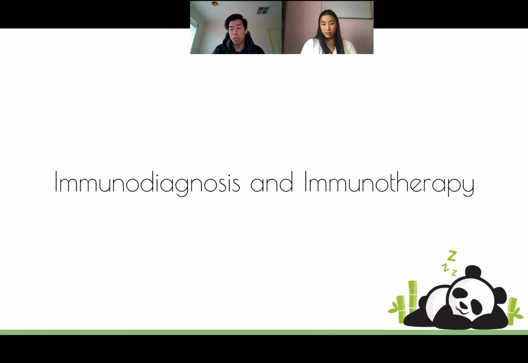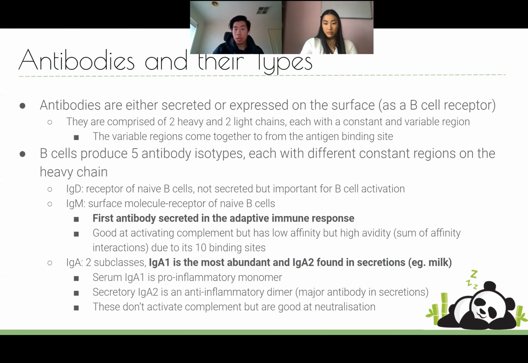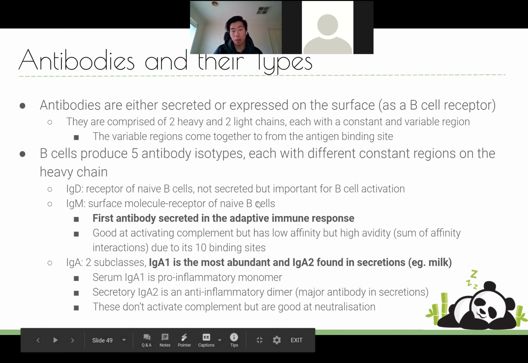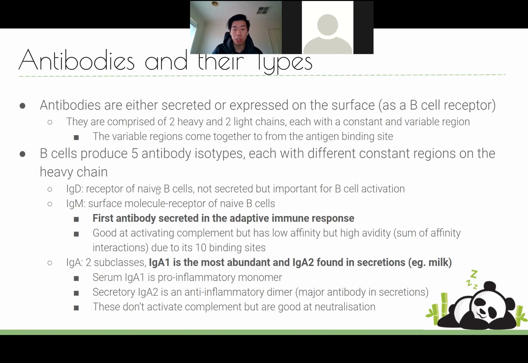So immunization and immunotherapy. We're almost there. First, antibodies and their types. Antibodies are either secreted or expressed on the surface as B cell receptors. B cells produce 5 antibody types, each with different constant regions and different purposes. IgD is the receptor of naive B cells, but it's not really that useful or important. IgM is the first antibody secreted in the active immune response, and it has low affinity but high avidity. Basically, it has a lot of binding sites.